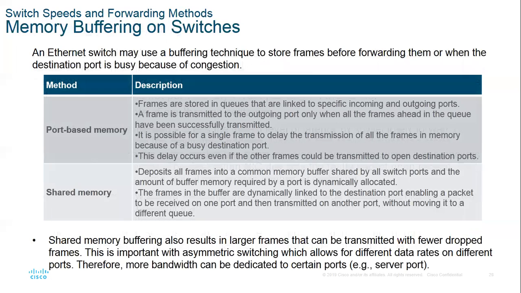In the fragment-free cut-through method and in the store-and-forward method, we need to store the frame before transmitting it to the destination, either all of it or part of it. So we need to buffer this frame. So we need to know how to dimension it and how much storage there should be to avoid dropping frames. There are two techniques. The first one is port-based memory, and the second one is shared memory.